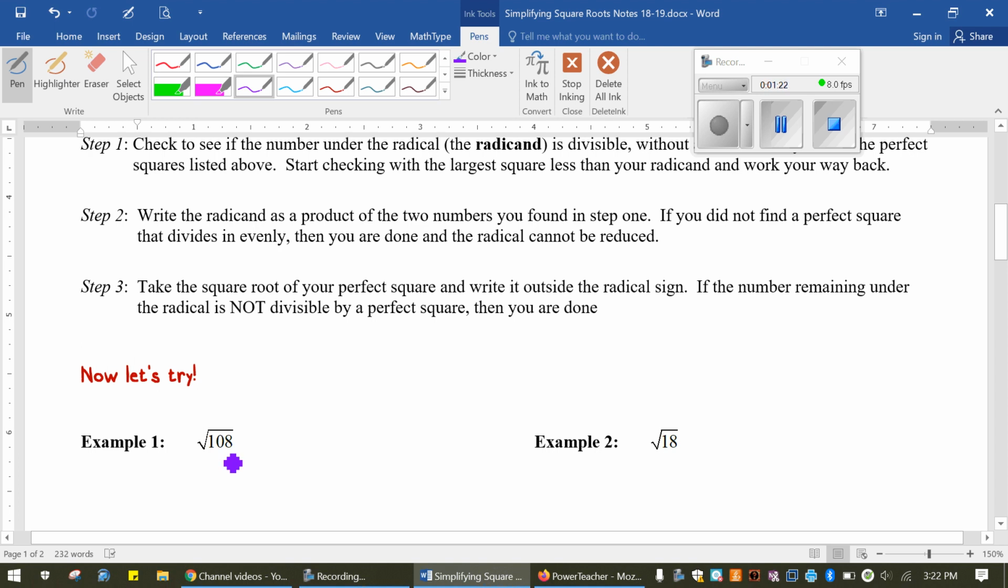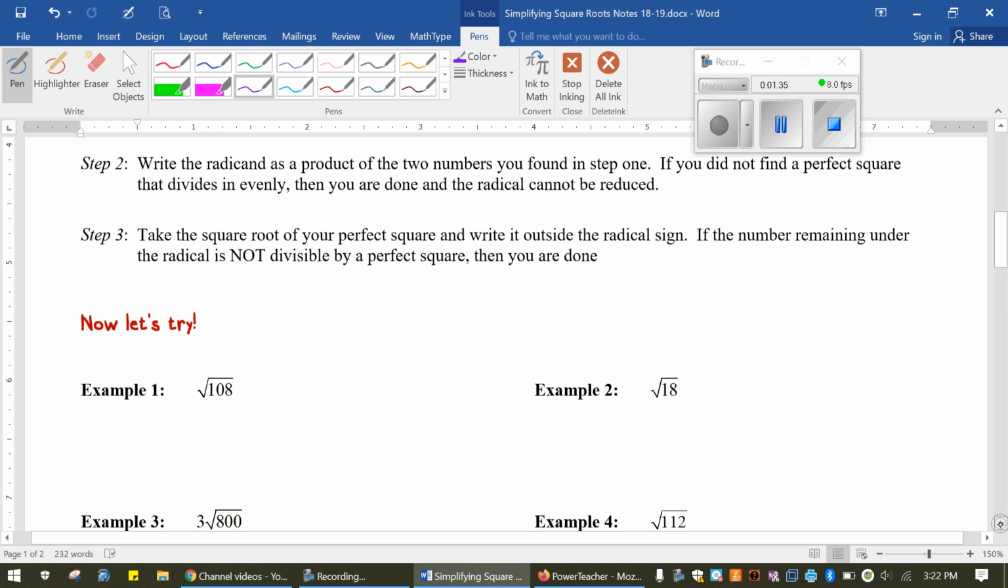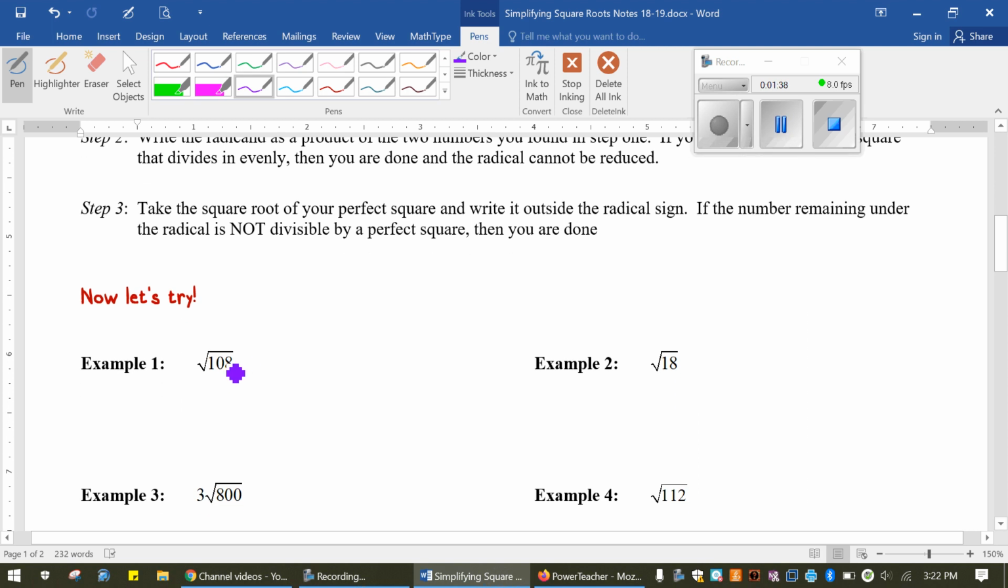You want to start with the largest because you always want to take out the largest perfect square from any radicand that you have. Step 2 says write the radicand as a product of the two numbers you found in step 1. I'm actually going to show you a way to build a factor tree on this that will kind of combine steps 1 and 2 together.